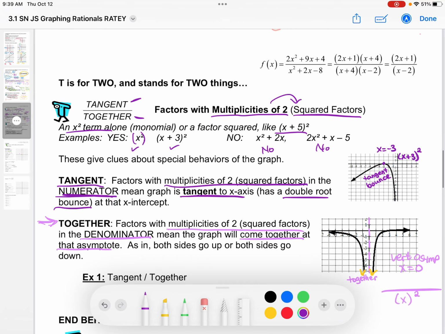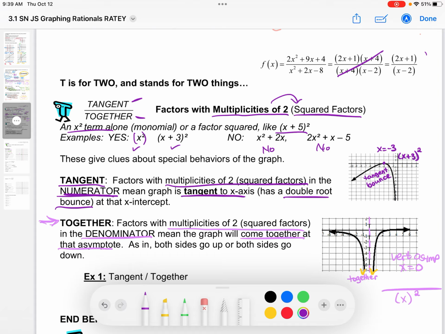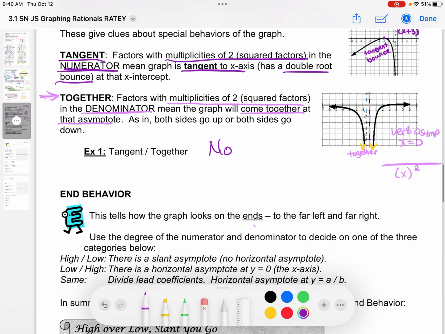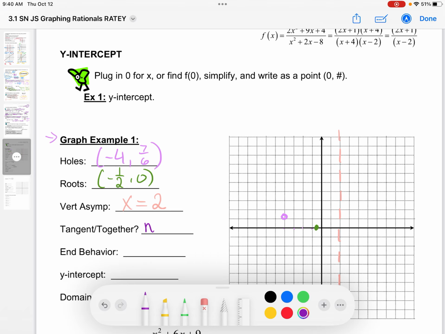Now, considering our equation, it's up here at the top of the page. There's your original factored out, and here's your simplified factored form. There are no factors that are squared. So there is no tangent or together here, because once it's in factored form, no factor is squared. There is no multiplicity, no powers on the factors. So on page 4, when this asks for tangent and together, there is none here.